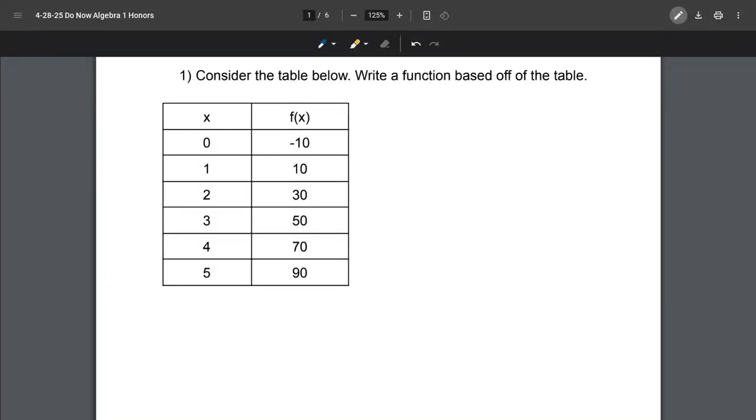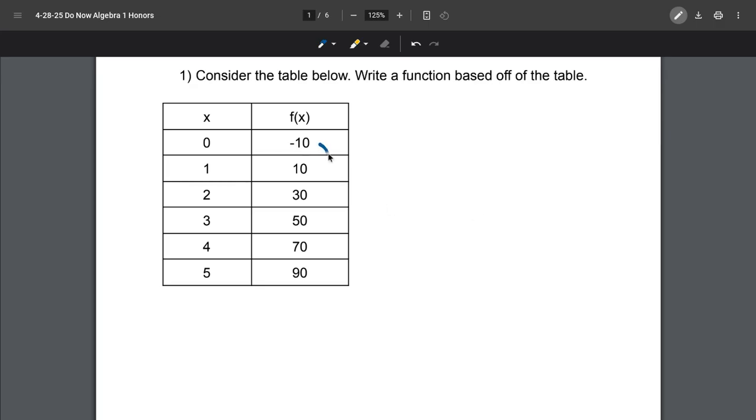In this video, I'm going through my Algebra 1 honors do now for the day. This is like a warm-up, and for people who aren't in my classes, this is basically taking tables and writing functions based off the tables, and these are either linear or exponential functions. So let's start. Consider the table below, write a function based off the table.